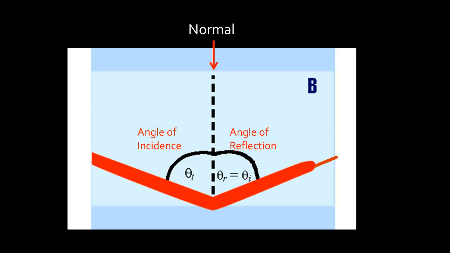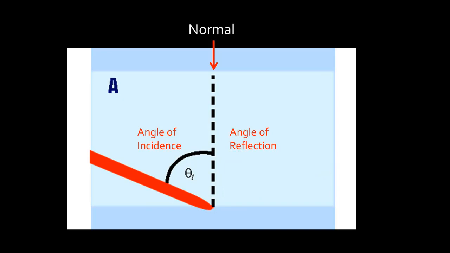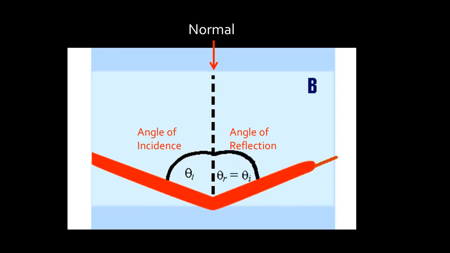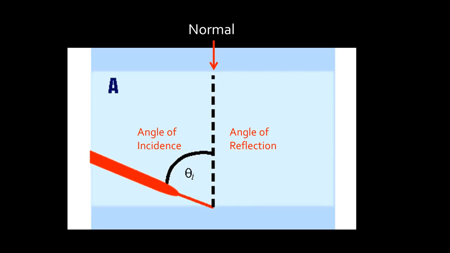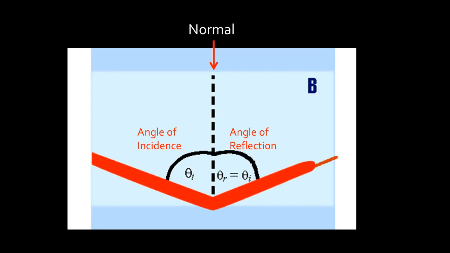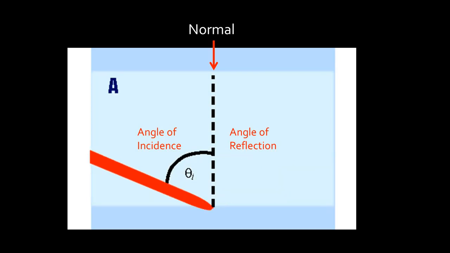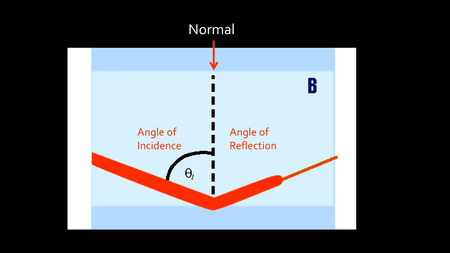The light beam from the left coming in is going to create an angle from the light beam to the normal line called the angle of incidence. When it reflects off of it, the light beam will create an angle from the light beam to the normal line, creating the angle of reflection. Notice that both angles are equal.